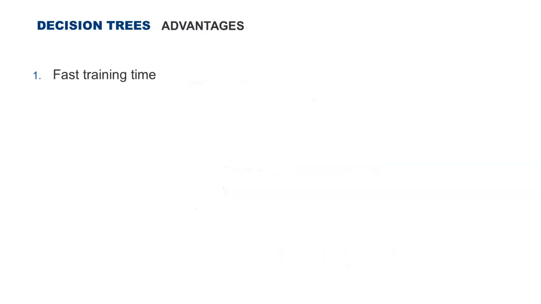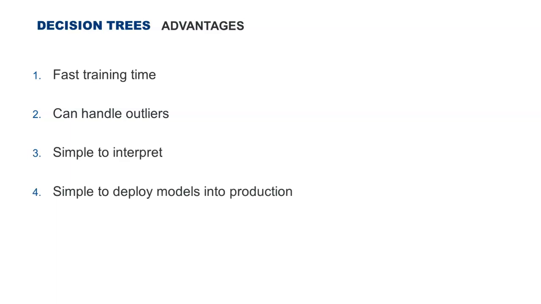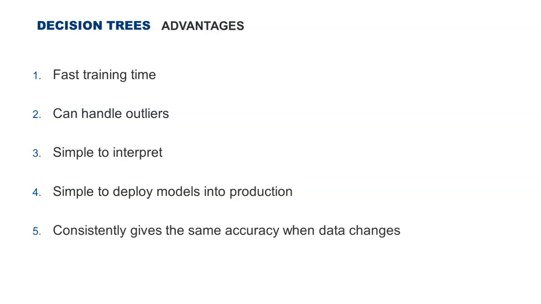The advantages of decision trees are their very fast training time. They handle outliers. They are really easy to interpret. They're simple to deploy. If I know nothing more than a series of if-then-else rules, I can put that into a computer program or an Excel spreadsheet or anything else really simple. And also, when I run these over and over again, I tend to get the same accuracy. So these are really robust algorithms, and they're very popular.